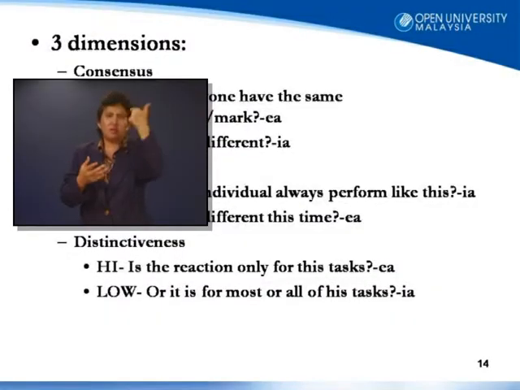Next one is the distinctiveness. Now when we say it's high distinctiveness, we say the reaction is only for this task. The person exhibits this reaction only for this task. In this situation, we attribute it externally, EA, externally. We blame it on the outside situation. But if it's low distinctiveness, meaning the person always does that, so it is for most of all of his tasks, we would blame the person, IA.